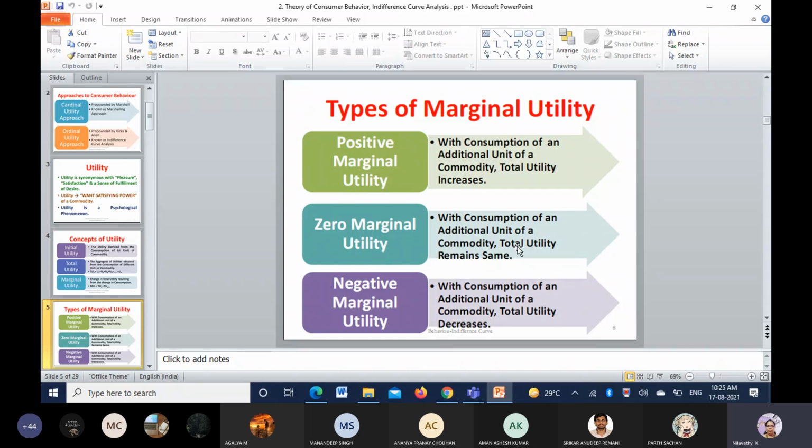When the total utility remains at its peak, in a constant position, at that level the marginal utility will be zero. For example, total utility constant means previous consumption is 30 utils and present consumption is also 30 utils. So what will be the marginal utility? 30 minus 30, it will be 0. So that is the concept. When the total utility reaches its maximum or peak level, the marginal utility will be 0.